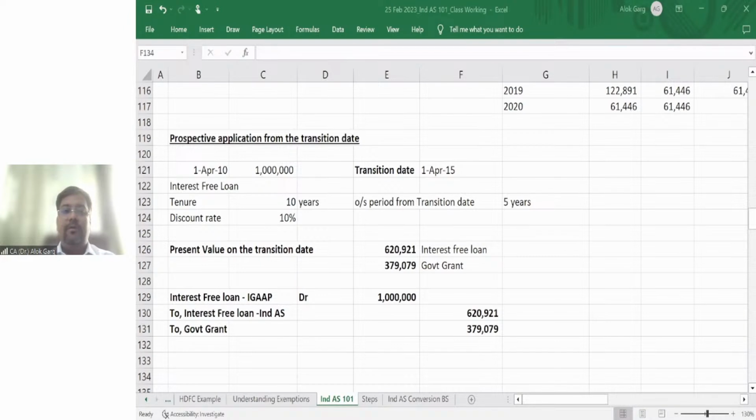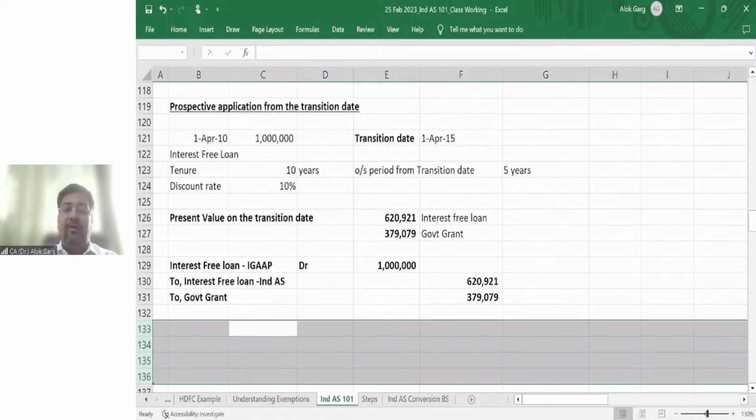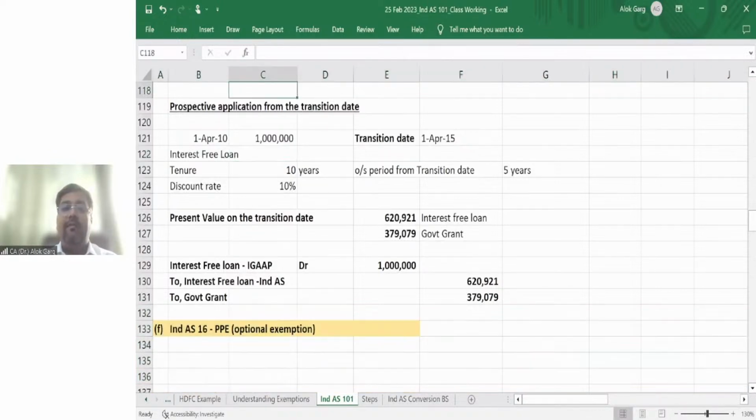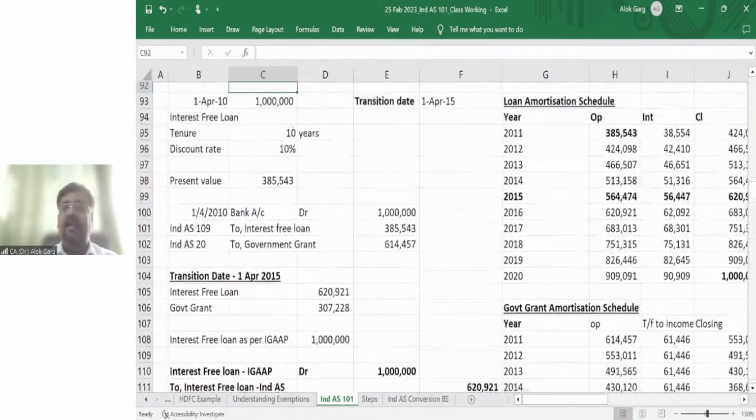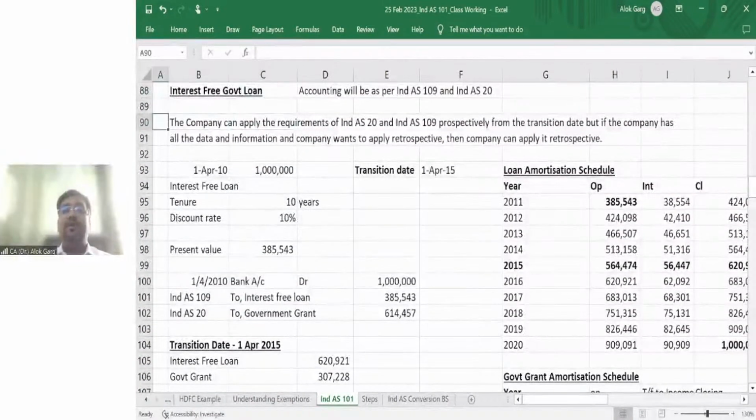Very good. Prospective application from the transition date. So all are clear on this. What is the requirement of Ind AS? The requirement of Ind AS 101 is, in case of government grant, the company should apply the requirement of Ind AS 20 and Ind AS 109 prospectively from the transition date. But if the company has all the data and information and wants to apply retrospectively, then the company can apply it retrospectively. Clear?